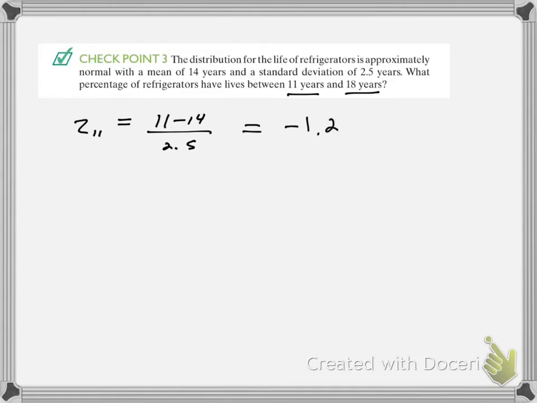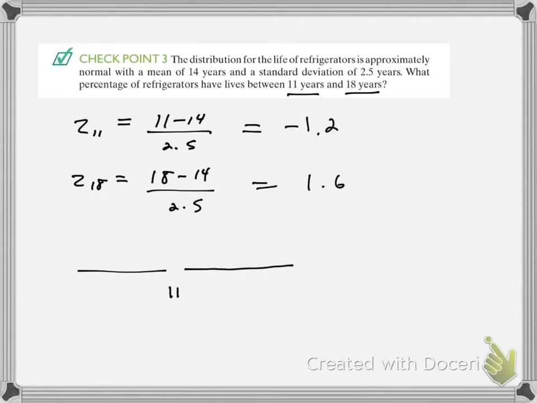That's a z-score there. And then let's look at z at 18. That would be 18 minus 14 over 2.5. That's 1.6. Okay, so here's the idea. Make a little table here. I've got 11 here as a data point. I've got 18 here as a data point. I'm going to put the z-score above it. The z-score for this one is 1.6, and the z-score for this one is negative 1.2, okay?